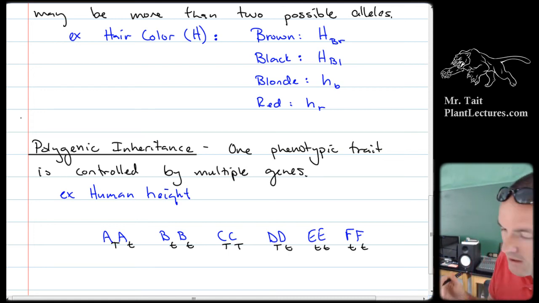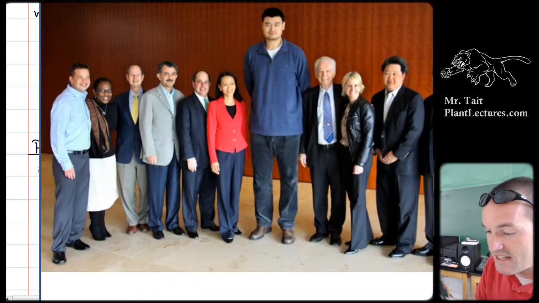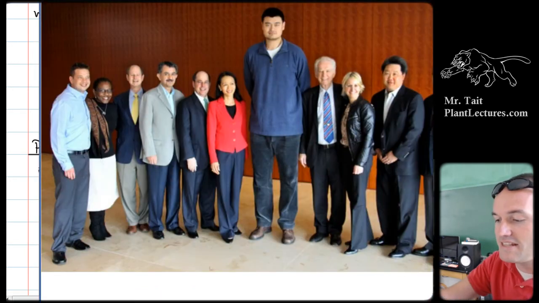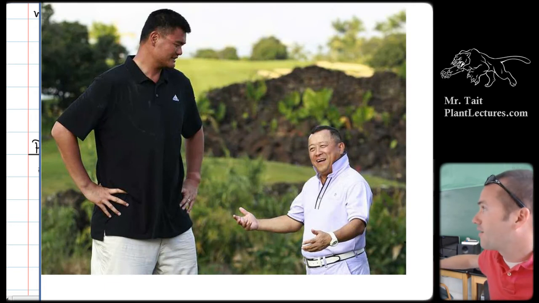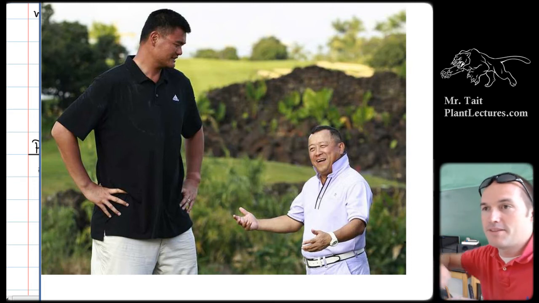Wait, how tall is he? He's 7'6". But the weird thing about him is that he's 7'6", but he's big everywhere. Like, there's 7'6" people who are just tall and they look all lanky and stuff. He just looks like if you put a normal human into Photoshop and then scaled him up like 1.5%.